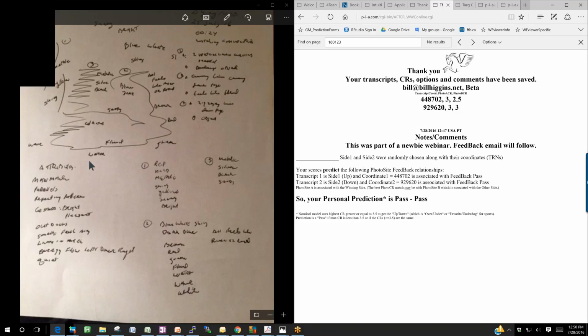The system did it. So I hope that clarified the issue of why 2 coordinates. Is that clear, or hopefully clearer than mud anyway? Okay.